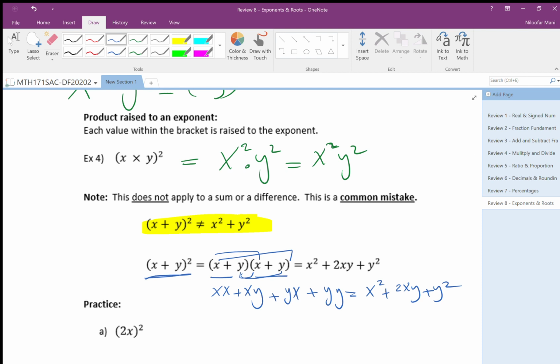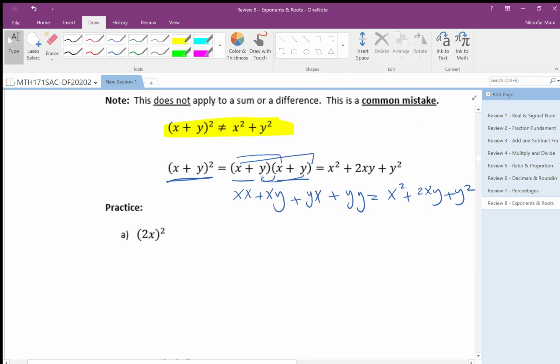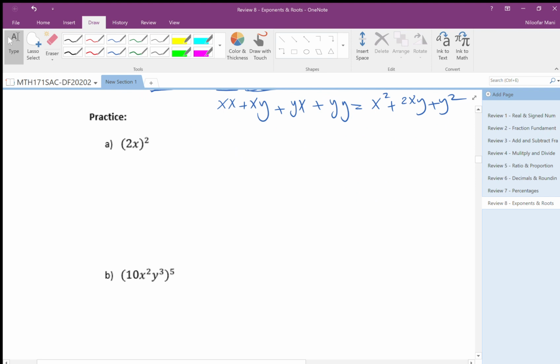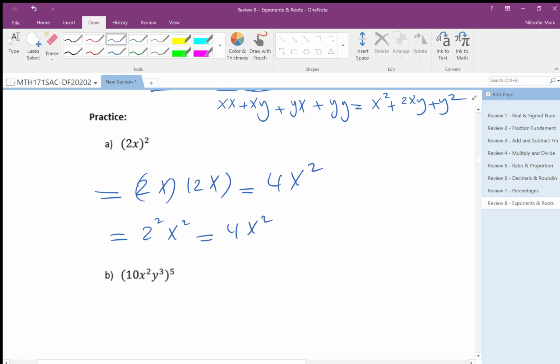So how about here? What do you do here? This one is 2x squared, so you can say it's 2x times 2x. So what is the answer then? You multiply 2 with 2, so it's 4x squared. Or you can say it is 2 squared x squared, which is 4x squared. Yes, both of them are correct.